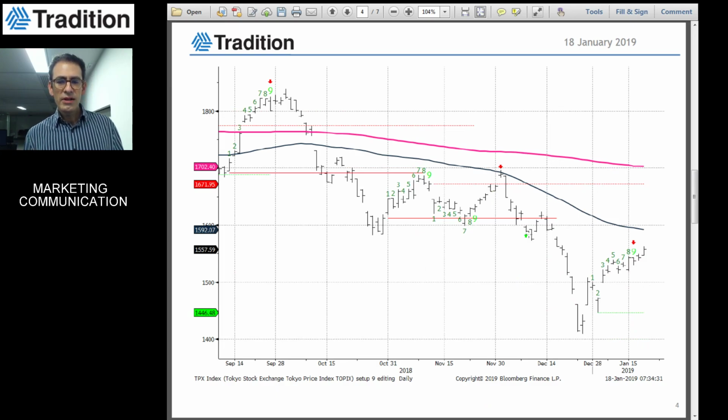The last index I would like to show you before switching to US bonds is the TOPIX. We can see also a setup 9 sell on the Japanese stock market 2 days ago. As you can see, no significant reaction to this setup 9 sell signal at this stage. We even saw a further rise this night.